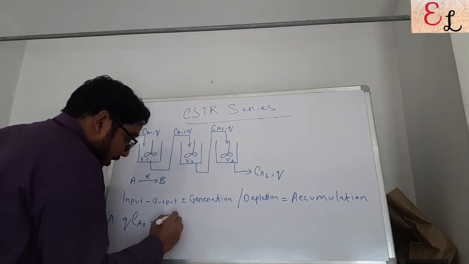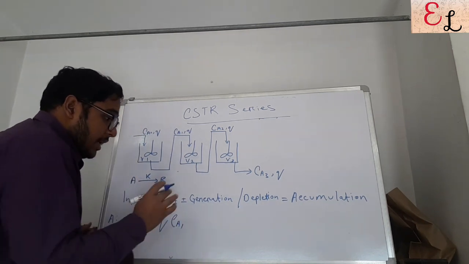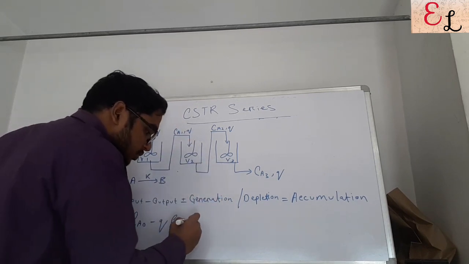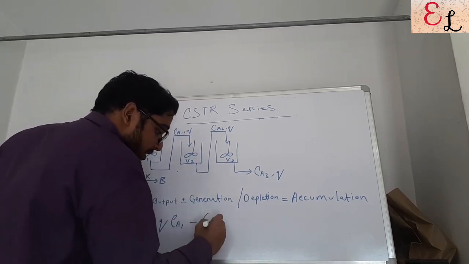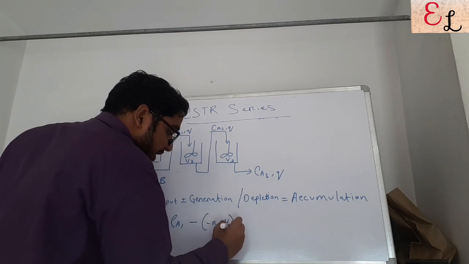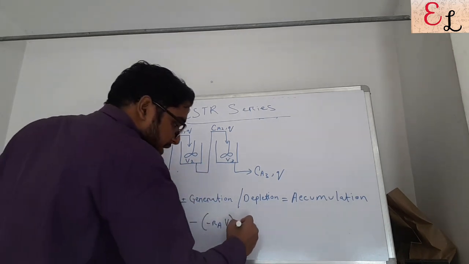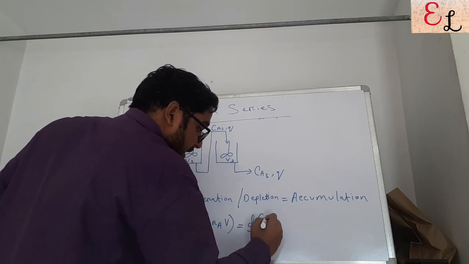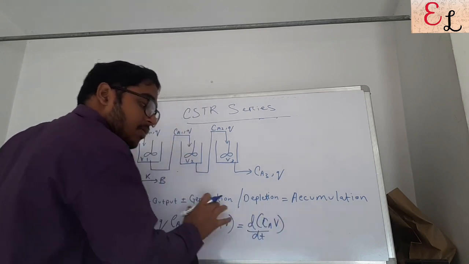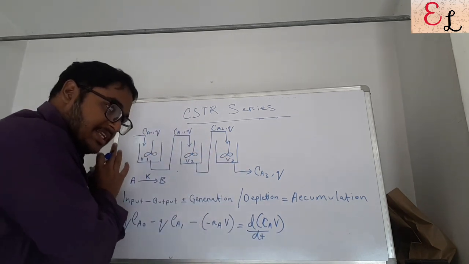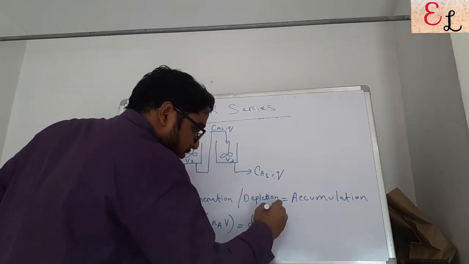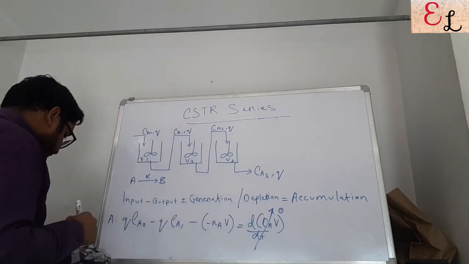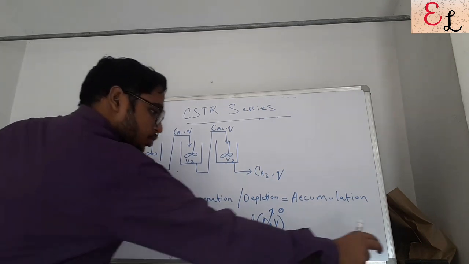Q into CA1 from the first reactor, plus or minus generation or depletion. A is not getting generated, it is getting depleted, so it is minus RAV, the number of moles of A being depleted in the process, equals accumulation, that is d/dt of CAV, the number of moles of A accumulated in the system. Since it is a steady state process, there is no variance with time, so it is 0.